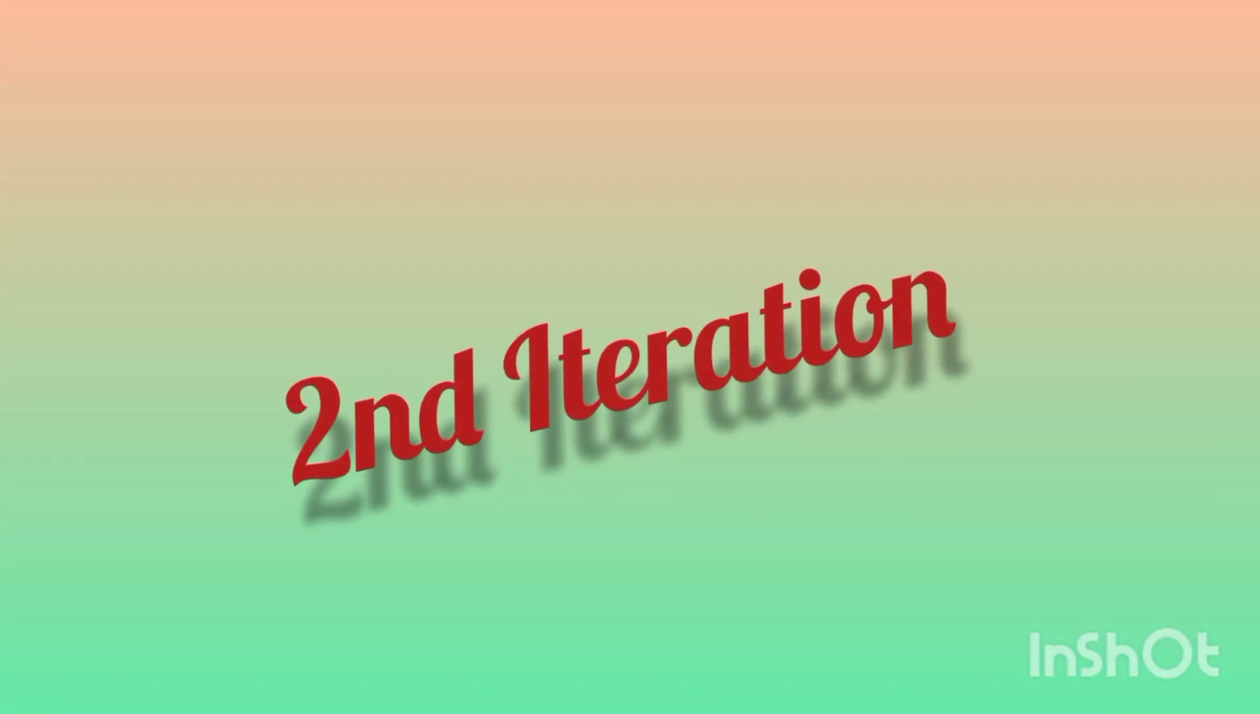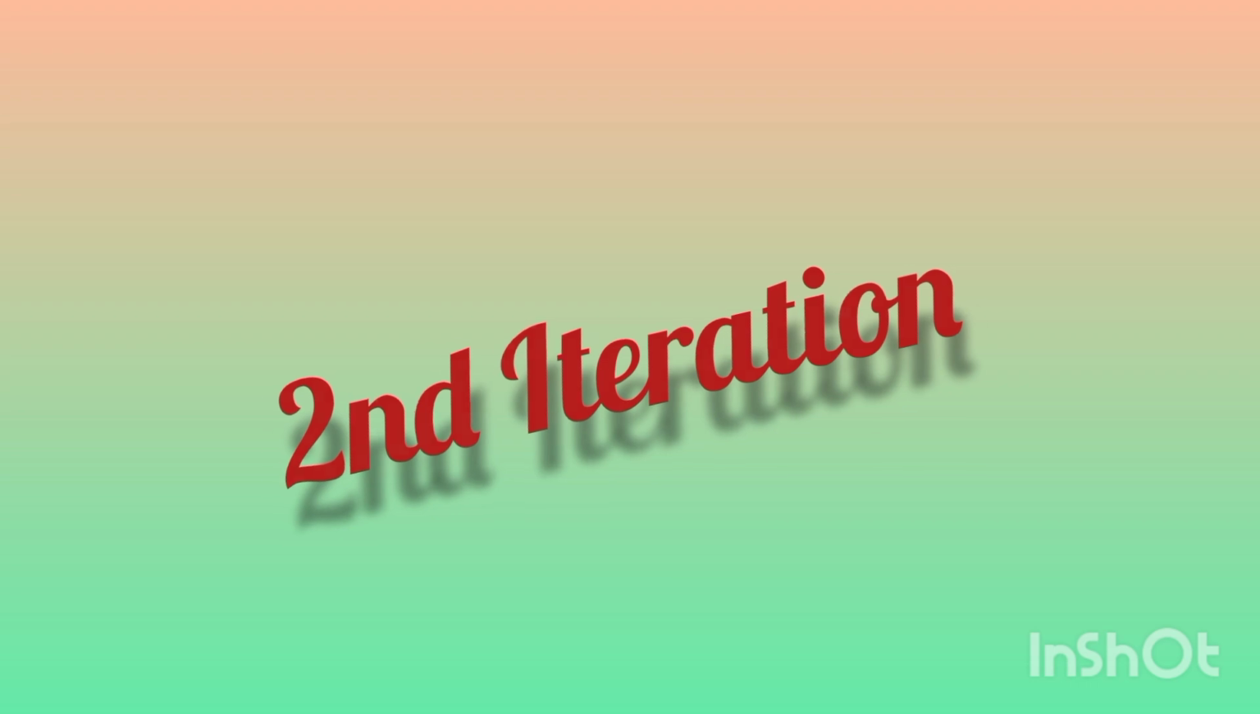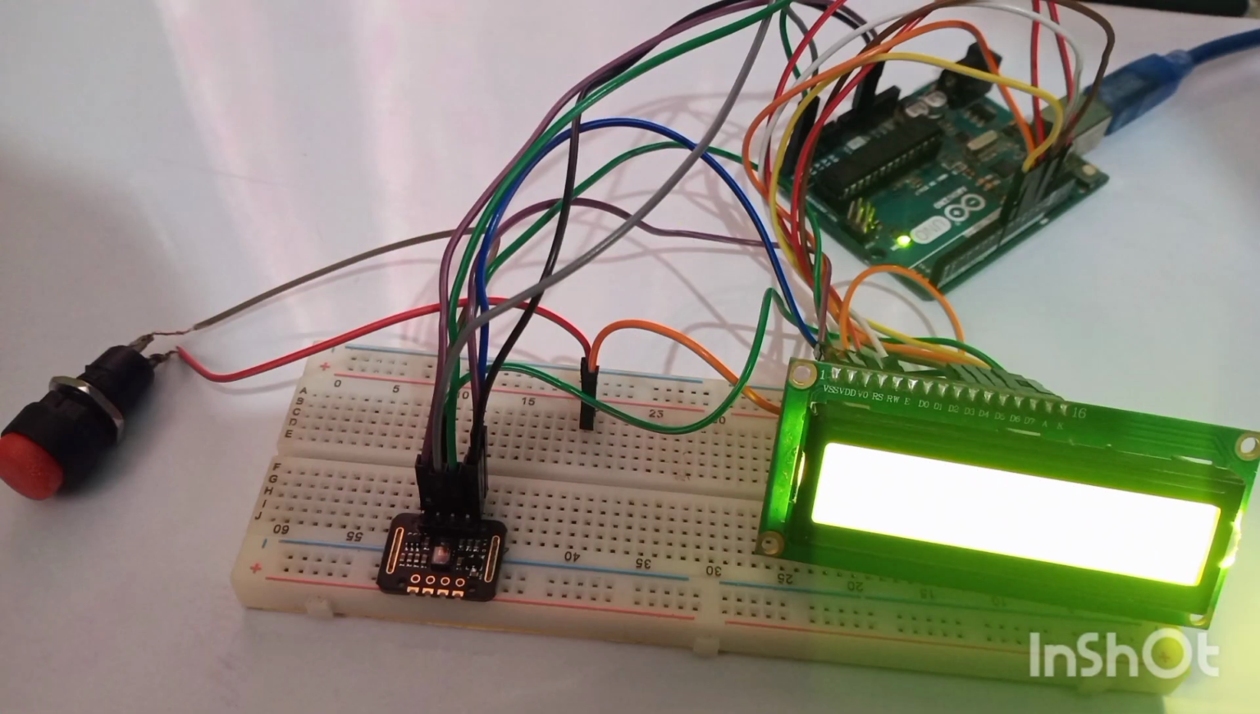For second iteration, we need to design a device with pulse oximeter sensor along with LCD display as shown. Further, the circuit with temperature sensor and the circuit with pulse oximeter sensor is combined to make the final design. And this design will be miniaturized to form the final product on which we are currently working.